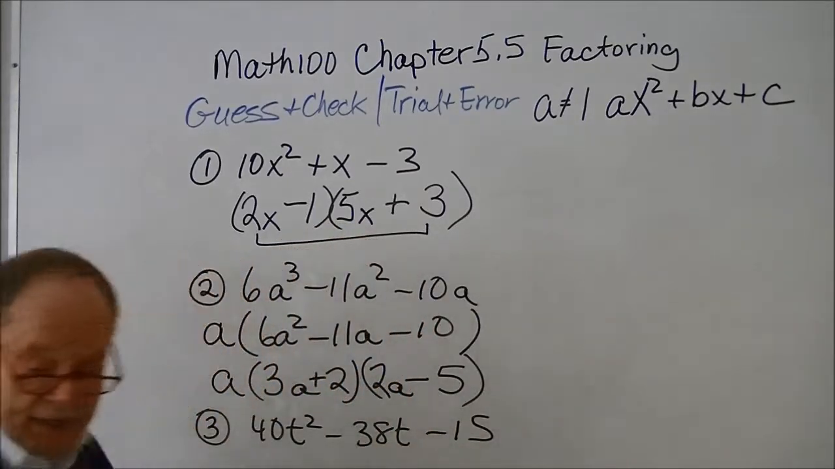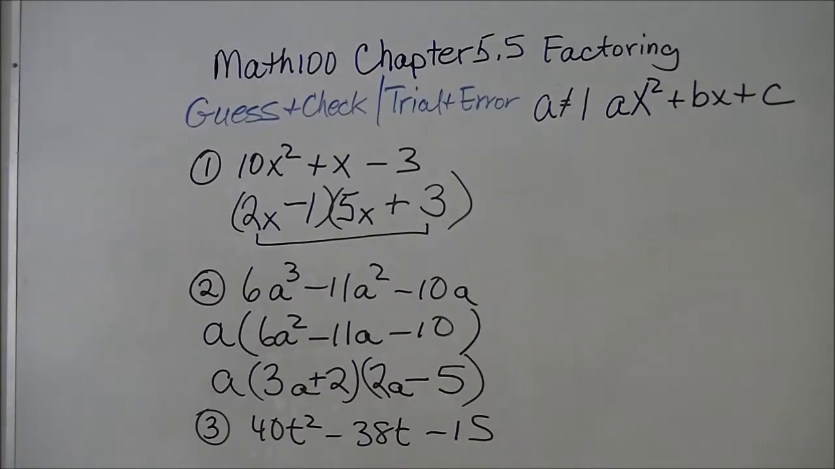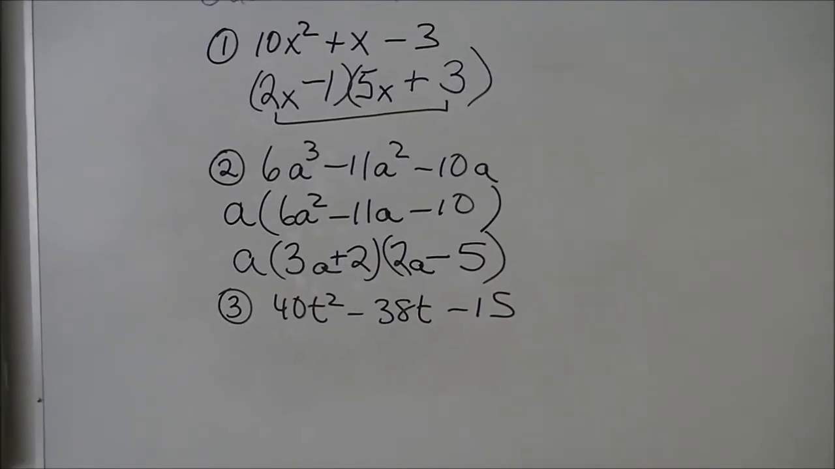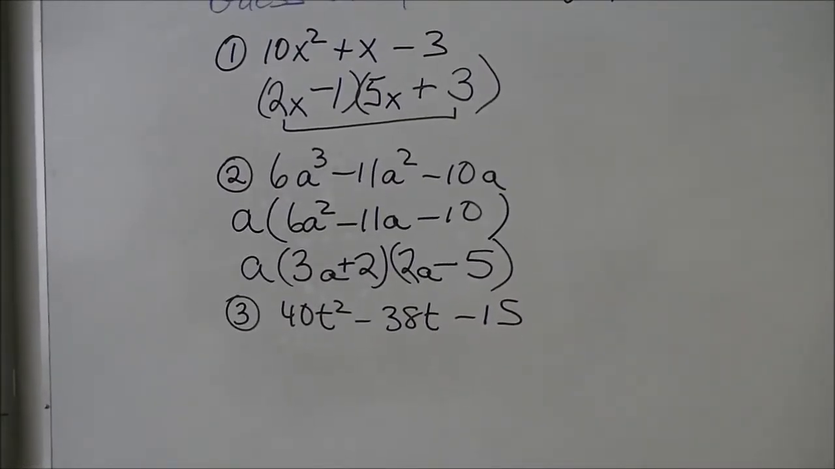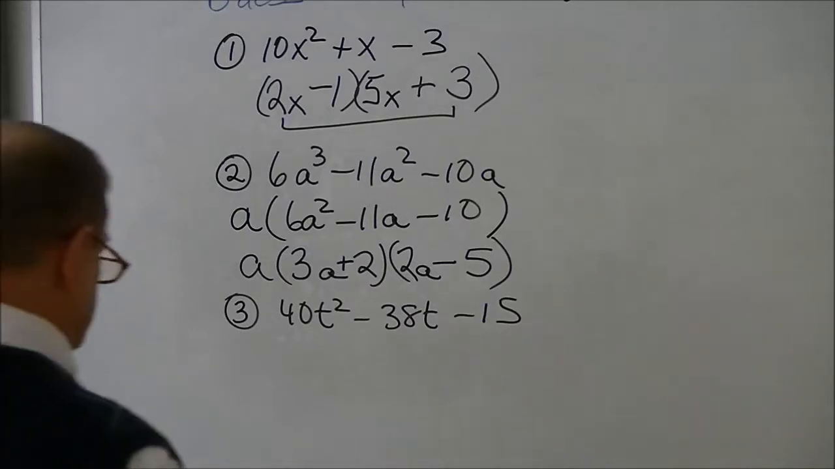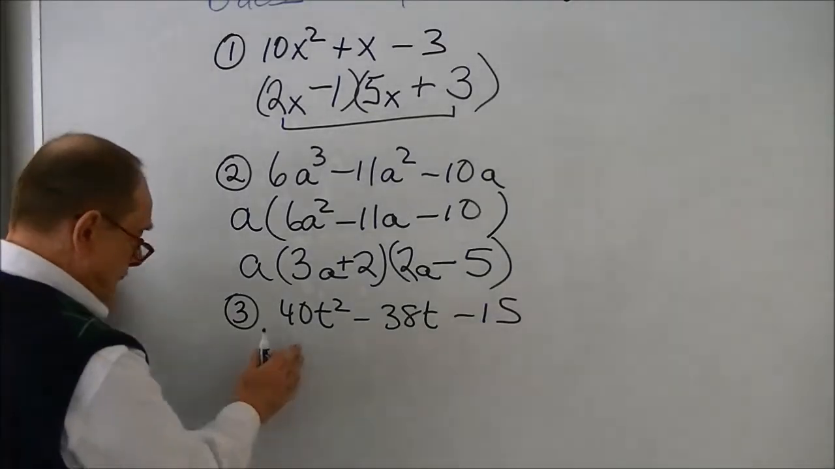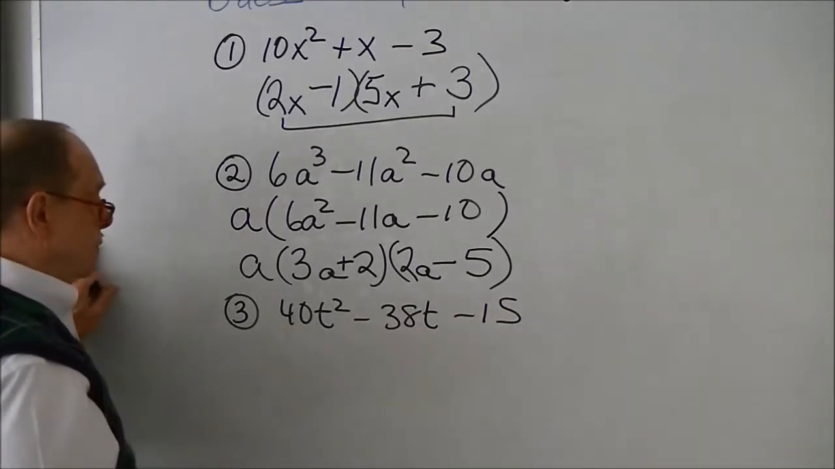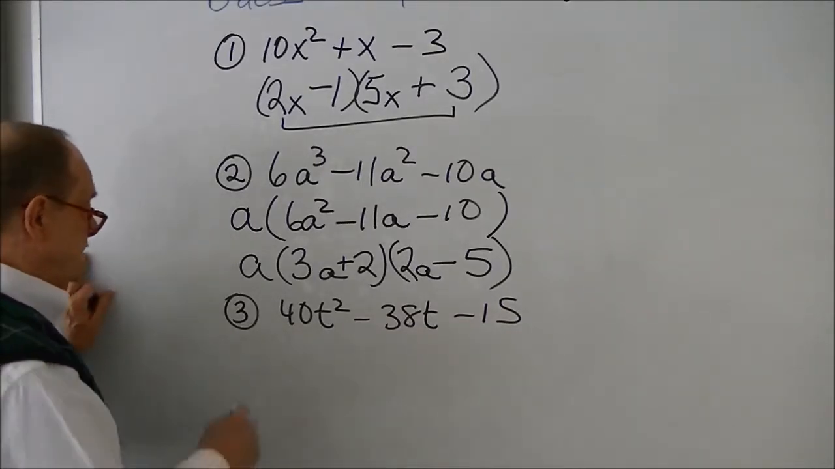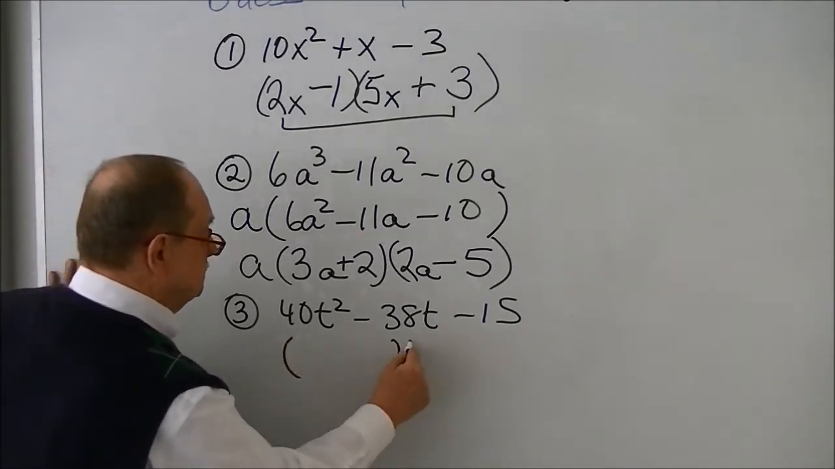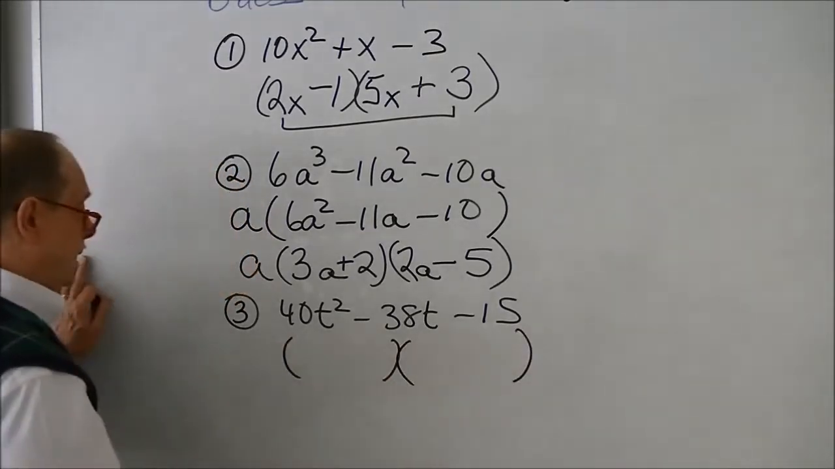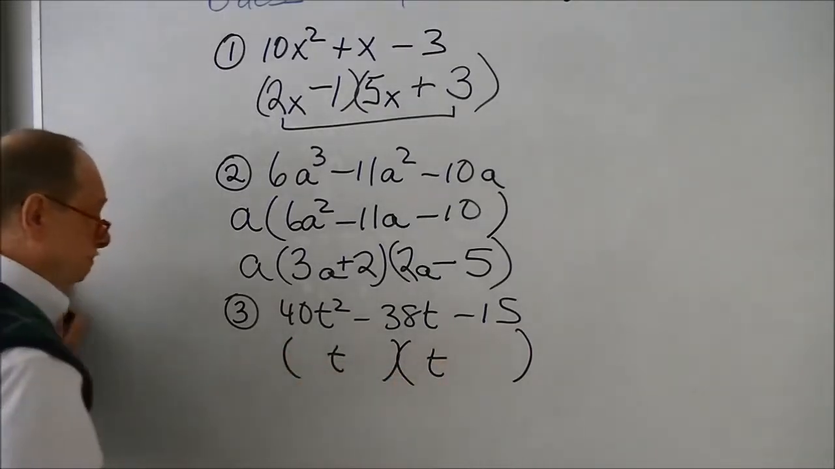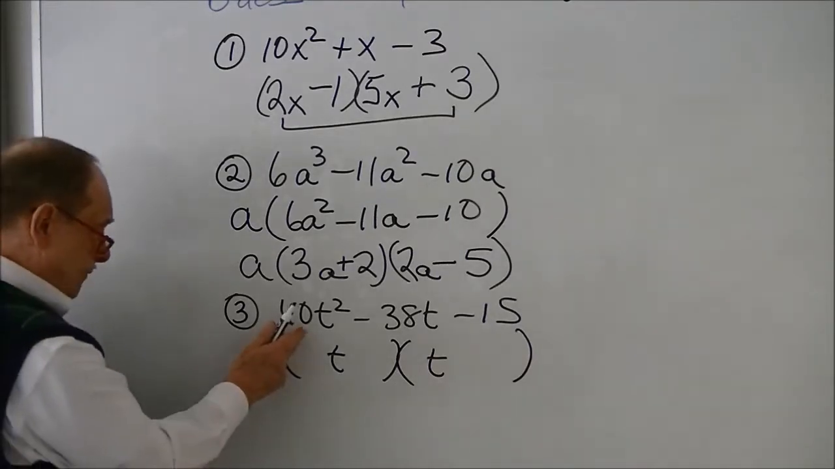I'm going to move it down for this next one. Again, we don't have any common factors. It's in standard form. So 2 sets of parentheses. We know our t is going to go there and there. But now we have 40.